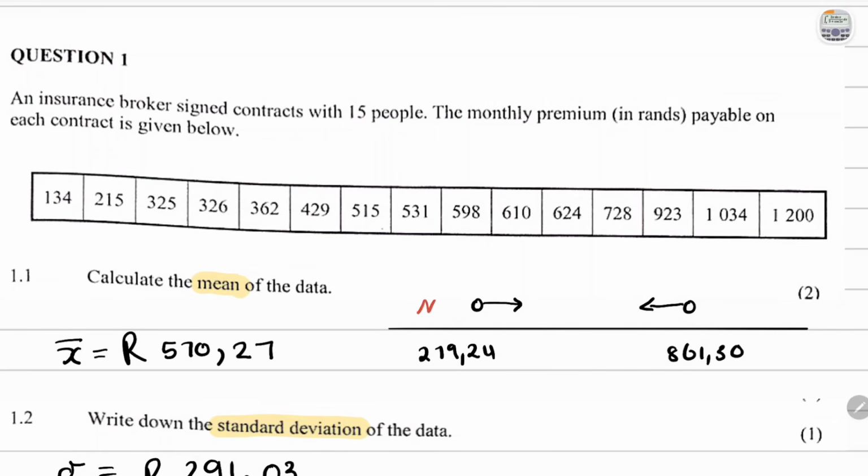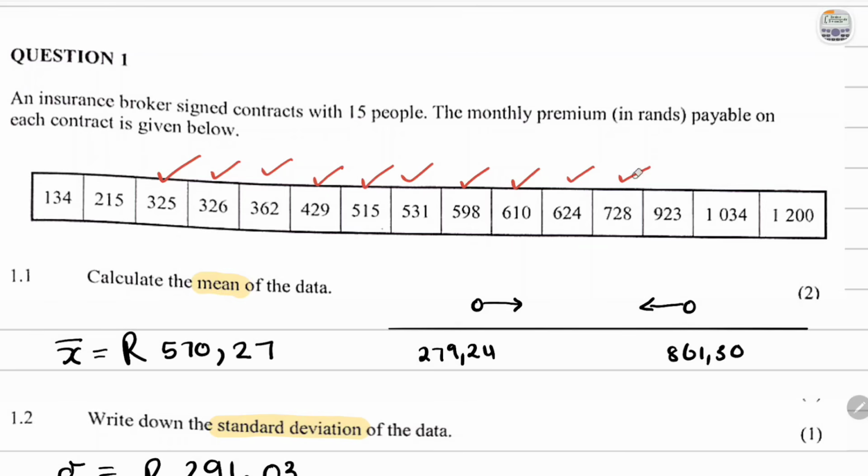So 134 would fall behind 279, so that is not included. 215, also too small. What about 325? You can see that they already put this in ascending order, so we don't have to overthink things. 325, yes, that falls within numbers that are greater than 279, so that will be in. These will also all fall within one standard deviation of the mean until this. And then you see 923 is bigger than this, so that's not within a standard deviation of the mean.